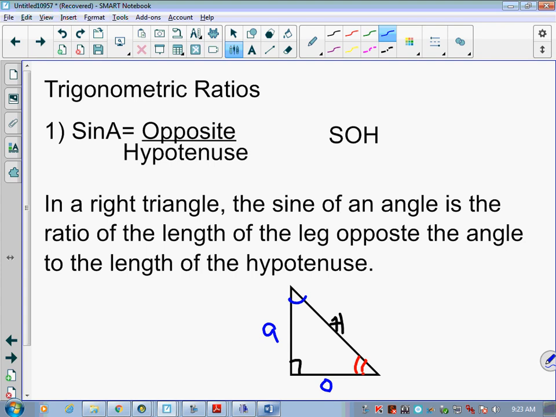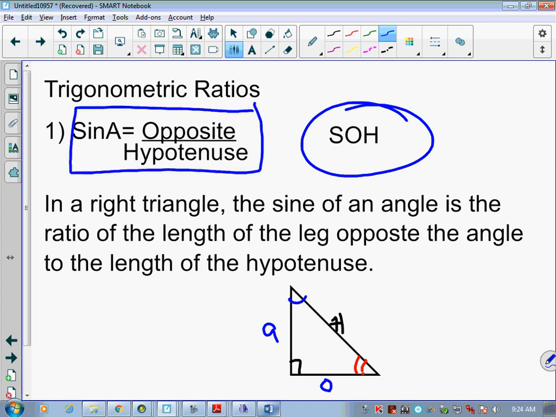Now, you might have trouble remembering what is sine. Well, sine is a ratio of opposite, the length of the side opposite, over the length of the hypotenuse. So we come up with an acronym. SOH, S-O-H. Sine equals opposite over hypotenuse. You need to know this, because I'm going to ask you, what is sine? Anytime I ask you what is sine, you're going to tell me opposite over hypotenuse. Okay? Anytime I ask you what is hypotenuse, you're going to tell me the side opposite the right angle.